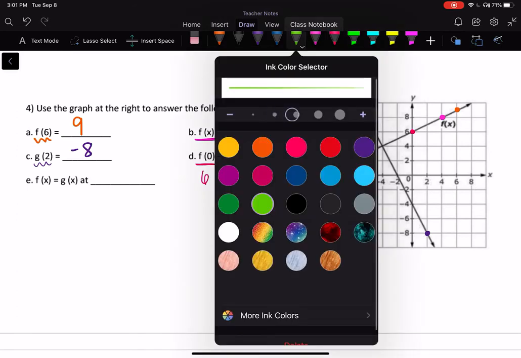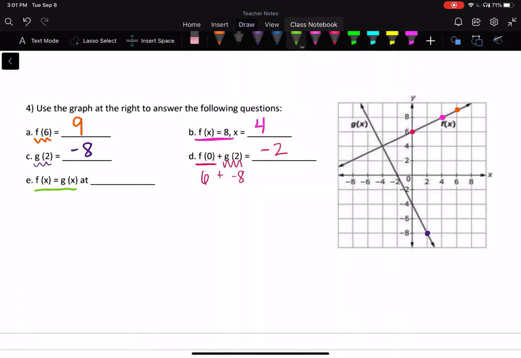And last but not least, I need to find where f of x equals g of x. That is my point of intersection. This is where my graphs cross, and that is going to be at (-4, 4). And remember, every time we ask you for a point of intersection, you must give an ordered pair.